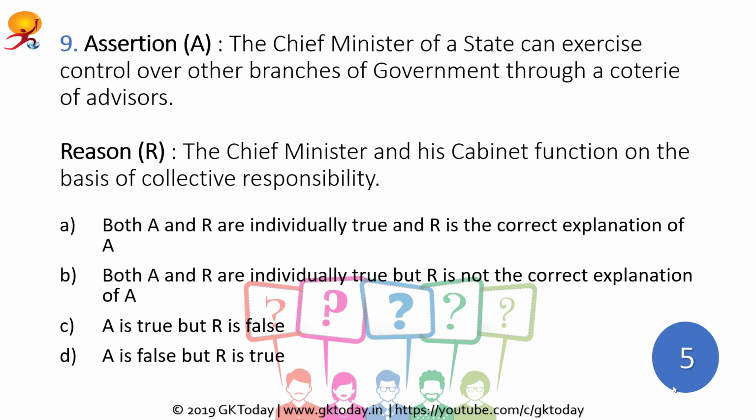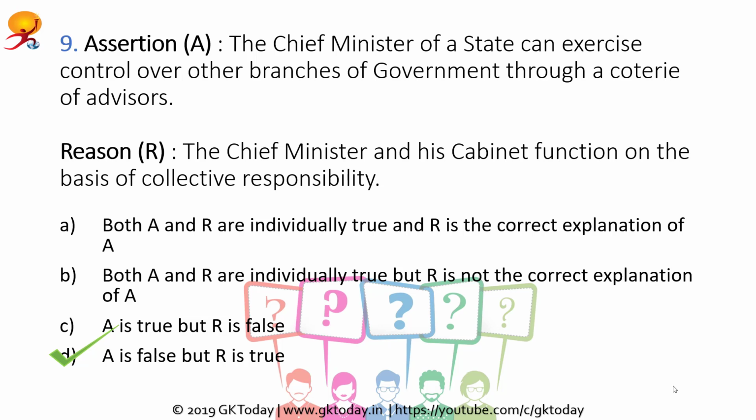Assertion. The Chief Minister of a state can exercise control over the branches of government through a coterie of advisors. The Chief Minister and his cabinet function on the basis of collective responsibility. That's the reason. Time starts now. Correct answer is assertion statement is false, but the reason statement is true.